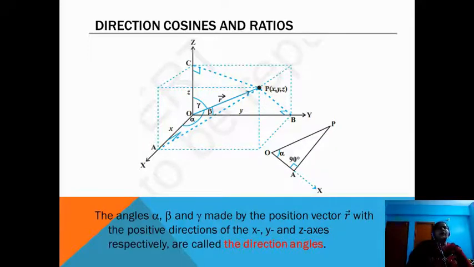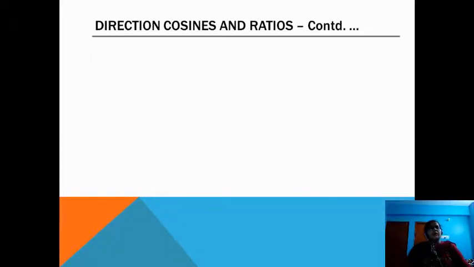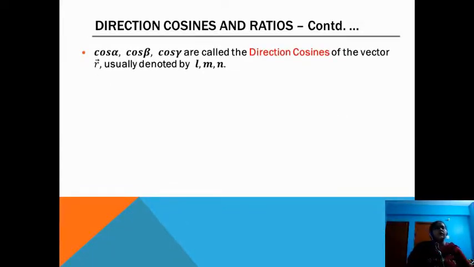And cosine of these angles alpha, beta, gamma, that is cos alpha, cos beta, cos gamma, are now called the direction cosines of the vector OP or vector R, which are usually denoted by l, m and n.